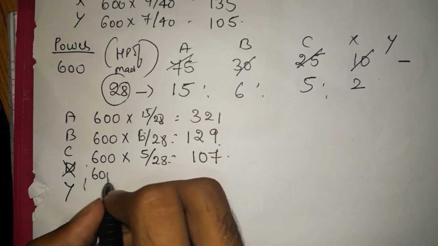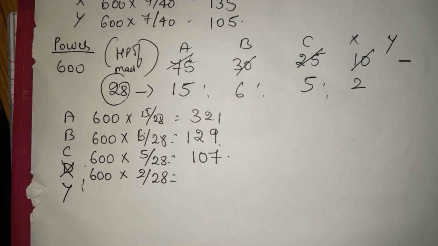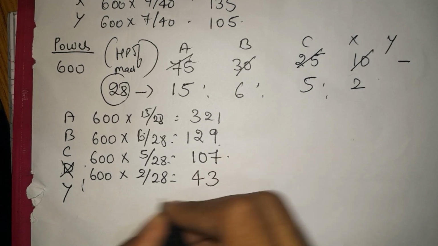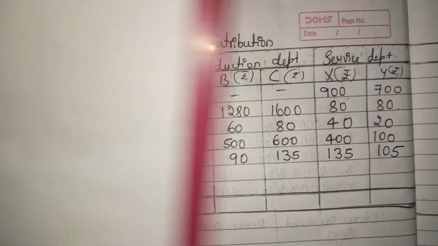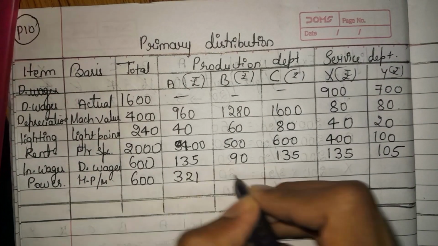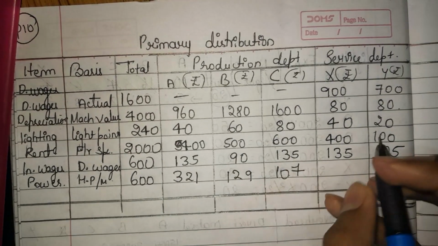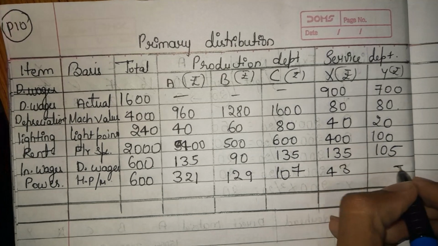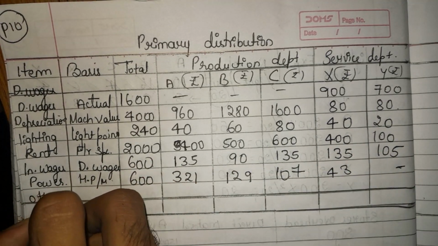Next X department, 600 into 2 divided by 28. 600 into 2 divided by 28, it will be 43 rupees. For Y department there is no any power distribution. So this amount we have to write it over here. 321, 129, 107, 43. Now last expense we are having, that is other expenses.